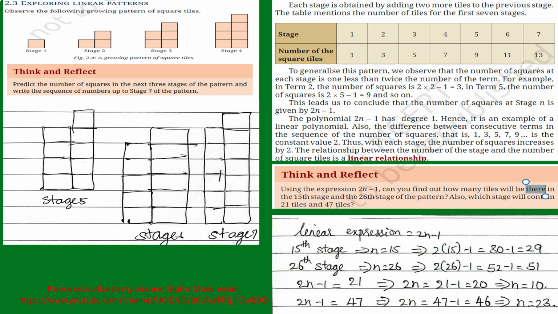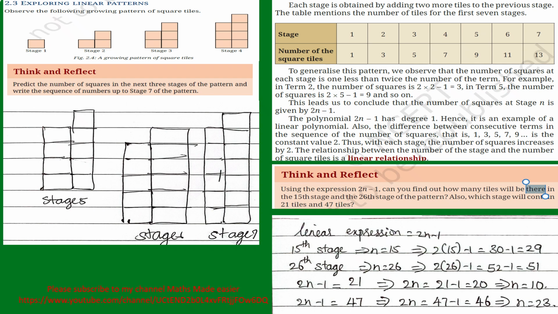This is what we call a linear relationship. Using the expression 2n minus 1, can you find how many tiles there will be in the 15th stage and the 26th stage of the pattern? So there are two questions. Let's look into the first question, the 15th and the 26th stage. Just replace the value of n with 15 and 26 and find out the number of tiles in the 15th and 26th stage. It's very simple.